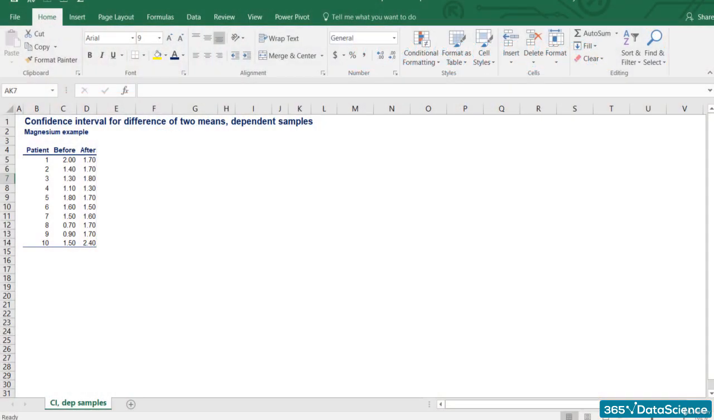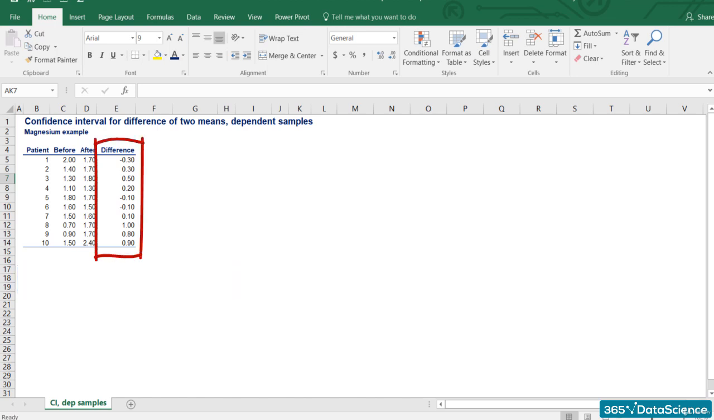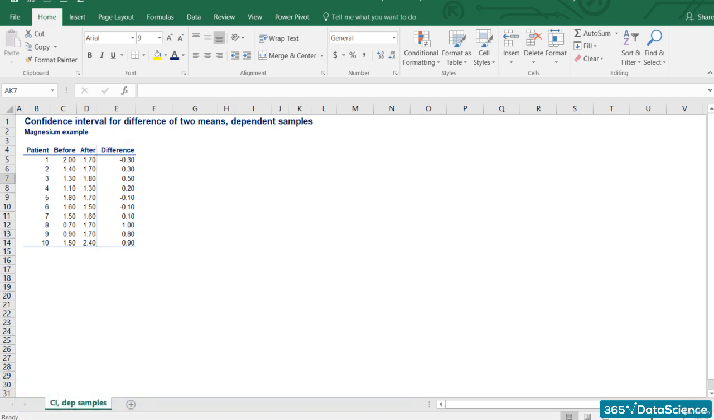Here is a table that contains a sample of 10 people and their levels of magnesium before and after taking the pill for some time. We've also added a cell that calculates the difference in levels before and after taking the pill. Instead of dealing with two variables, we now have only one. In this way, the data looks as a single population, doesn't it? Let's calculate the mean and the standard deviation of the differences. The mean is 0.33 and the standard deviation is 0.45. Moreover, we know that the sample size is 10.